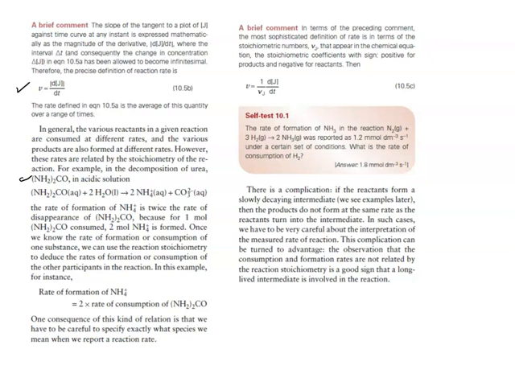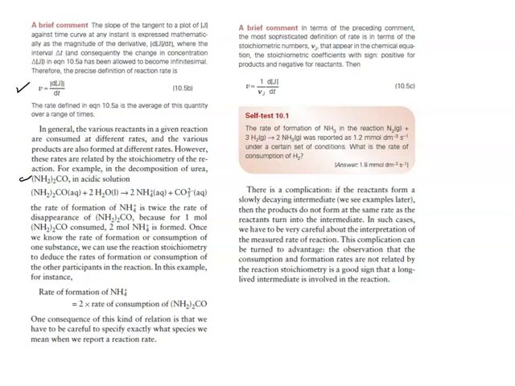Once we know the rate of formation or consumption of one substance, we can use the reaction stoichiometry to deduce the rates of formation or consumption of the other participants in the reaction. In this example, for instance, the rate of formation of ammonium would equal 2 times the rate of consumption of urea. One consequence of this kind of relation is that we have to be careful to specify exactly what species we mean when we report rate.